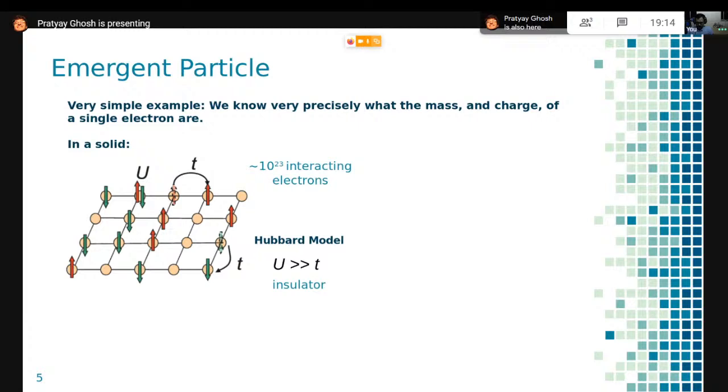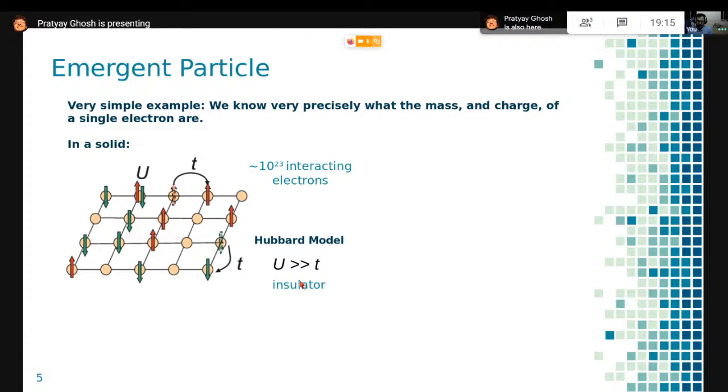And for that, we say that I have a hopping amplitude, which is basically the hopping probability, which people denote by T. And there is another thing, that when there are two electrons in the same atom, we have a Coulomb repulsion between them, which I define by U. And in an insulator, U would be much, much greater than T, because my hopping possibility is really low. So this thing is called the Hubbard model.